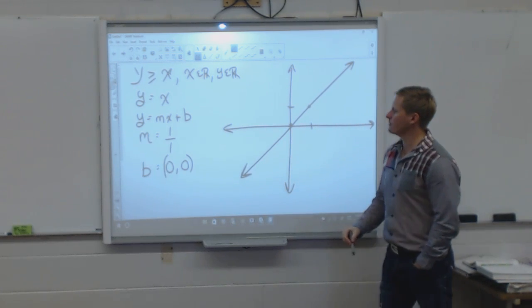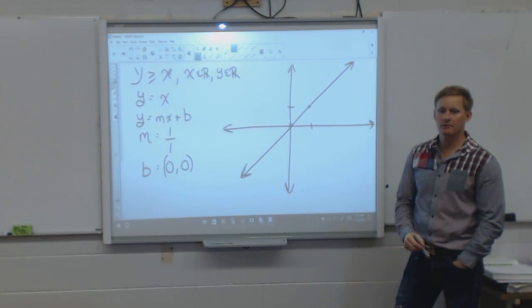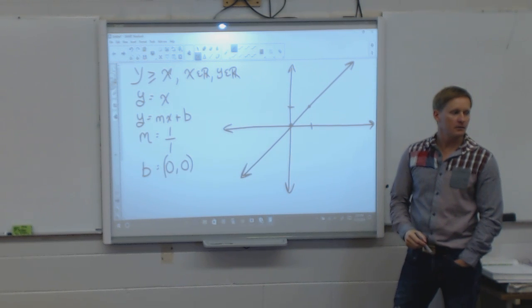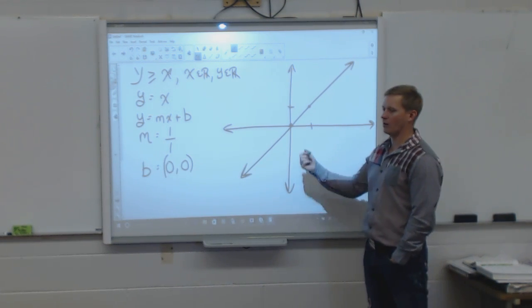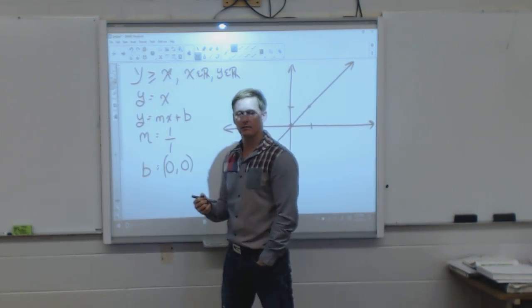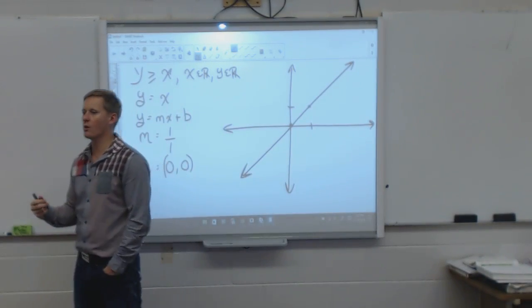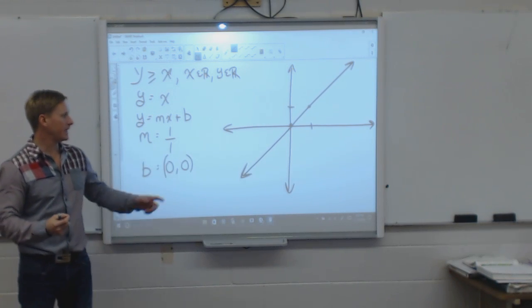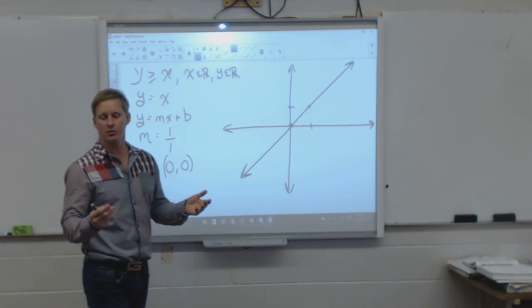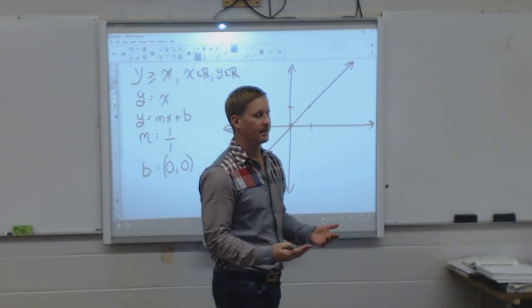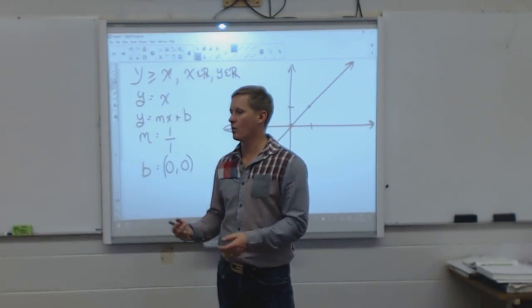Okay, so now what do I do after I've done all of that? Figure out which side is shaded, right? So how do I do that? Pick a random coordinate. You can't do 0, 0 on this one. Remember what I said yesterday? Because it will be true because it's on the actual line, right? So let's pick a different coordinate.